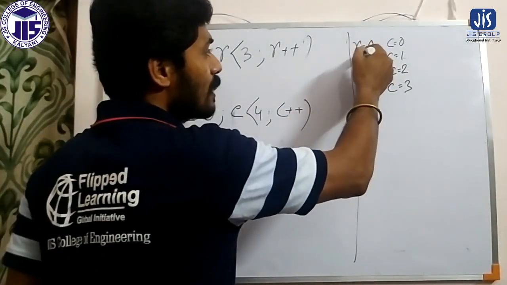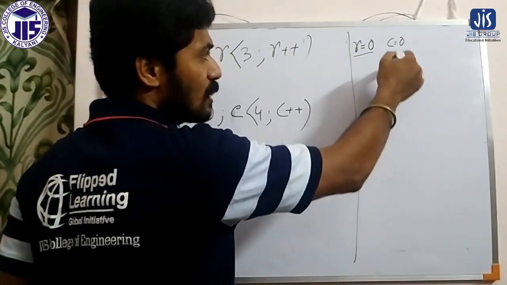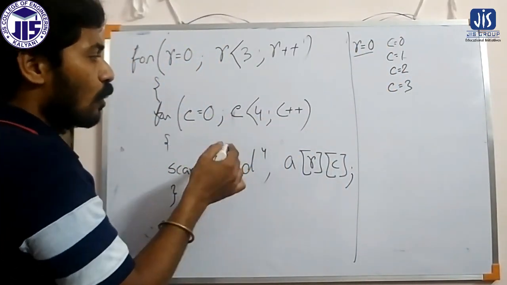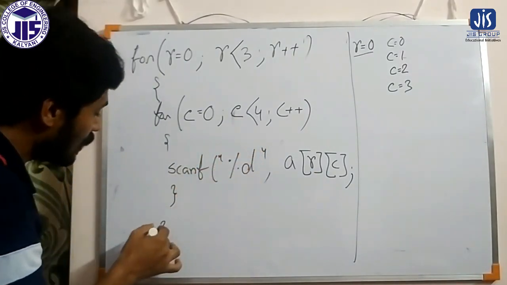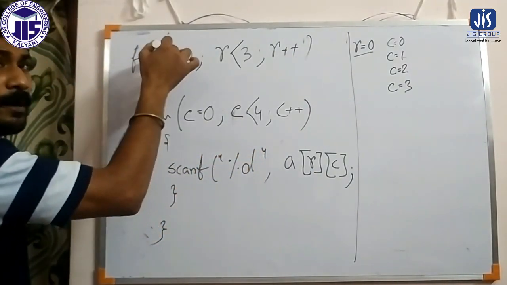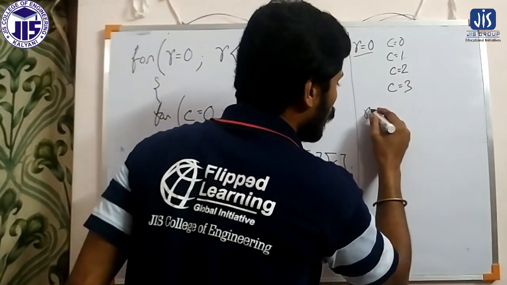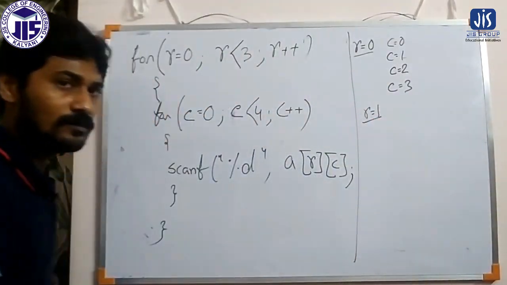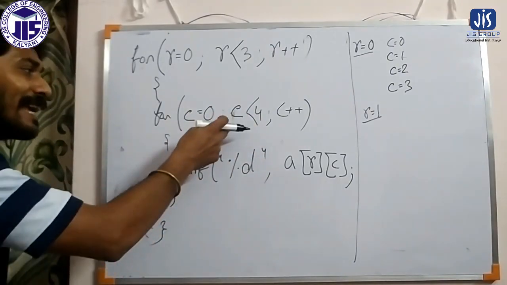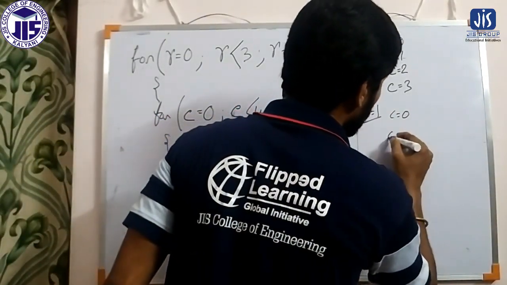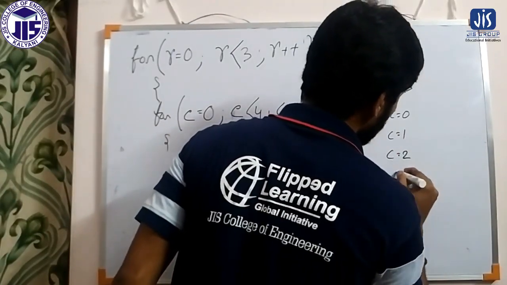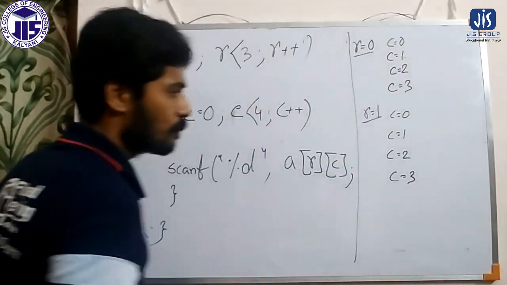That's why the row is fixed and the value of column is changing, as you can see. C is 0, 1, 2, 3. After that, when C becomes 4, the condition gets false, again it will get back to the outer loop. And after coming to the outer loop, it will increase the value of R, that will become 1 now. So for the value of R equal to 1, again the inner for loop will execute and the value of C will be 0, then 1, then 2, then 3.